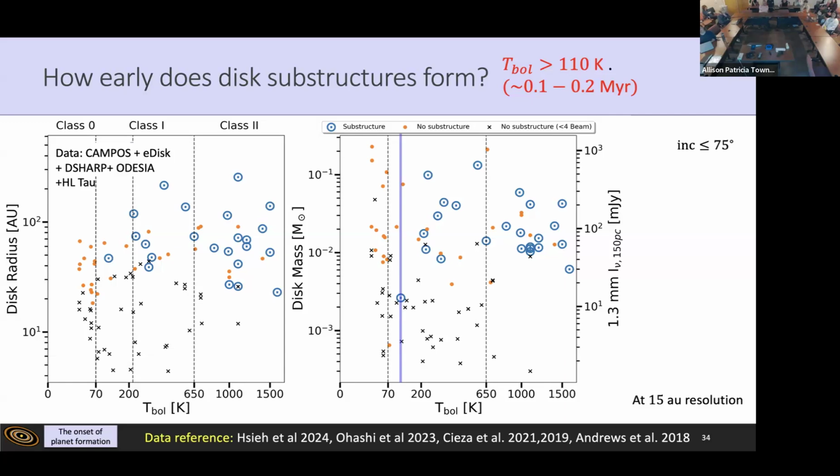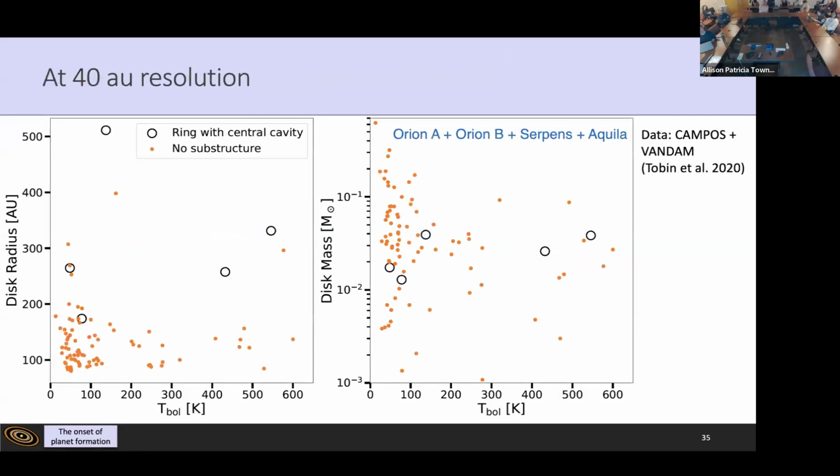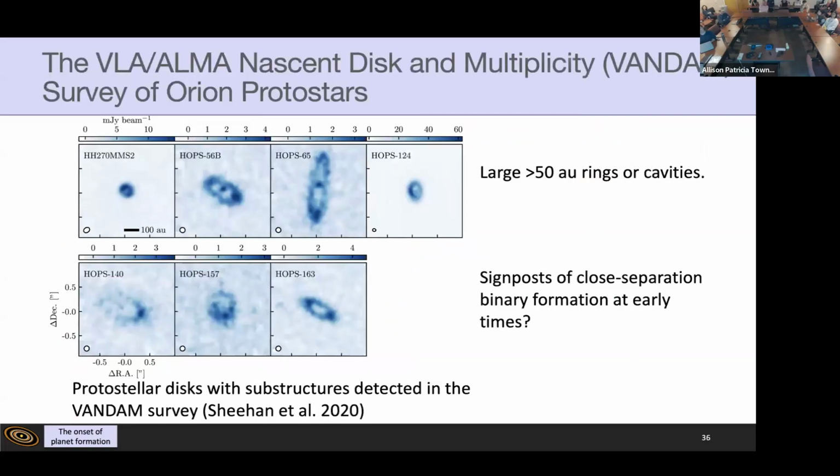And we start to see this because our linear resolution is around 15 AU. So if we look at the past surveys at 40 AU, then you don't see much trend. So this is at 40 AU resolution. I combine our CAMPOS, Serpens, and Aquila sources with Orion A and B. And then you can see nearly all of them don't have substructures. There are a few of them that show a ring with a central cavity, and those are very large rings.